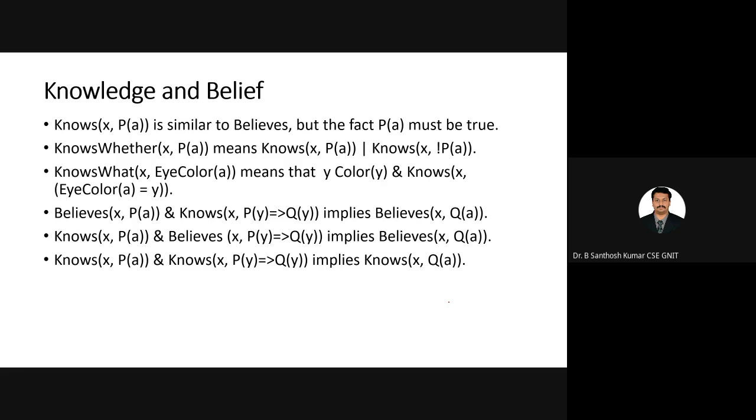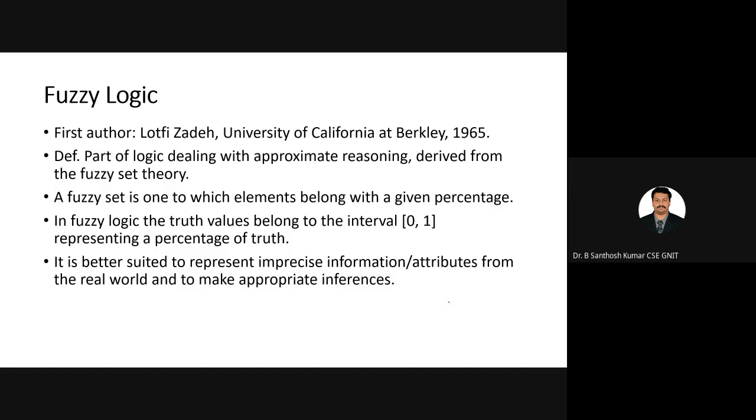Then the next one is knowledge and belief. The knowledge we are using is written as K(X, P(A)). It is similar to belief, but the fact P(A) must be true. It is almost similar to the previous one, but here we are adding knowledge also. Then the last one is fuzzy logic.